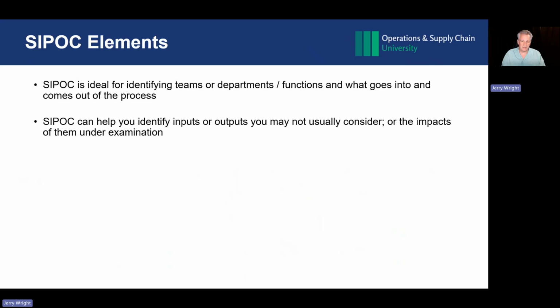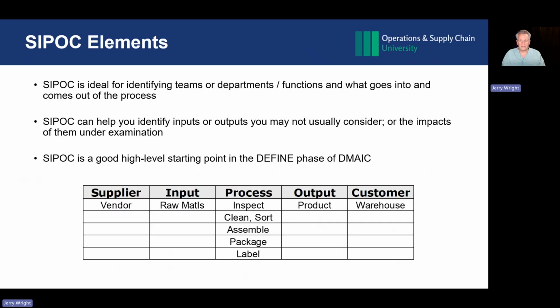SIPOC is a good high-level starting point in the define phase of DMAIC. If you remember, DMAIC is define, measure, analyze, improve, and control, or the 5 steps that we take in Lean Six Sigma. So in the defining point, it's good to start off with a simple SIPOC like you can see here. Here we have an example of the supplier as a vendor.